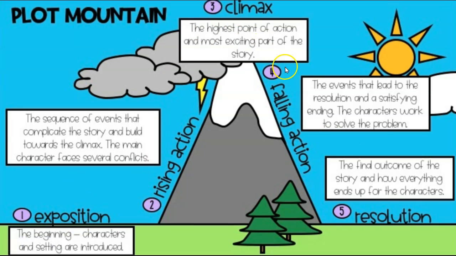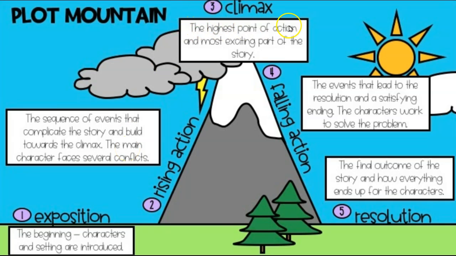So you'll have something like this to guide you. Where it says exposition, that's just the beginning of your story where you introduce the characters and you introduce the setting where the story takes place. That's probably your first paragraph. The rising action is events in order that complicate the story and build towards the climax. The main character faces several conflicts. So this is where you're probably going to tell me if your character is facing a problem.